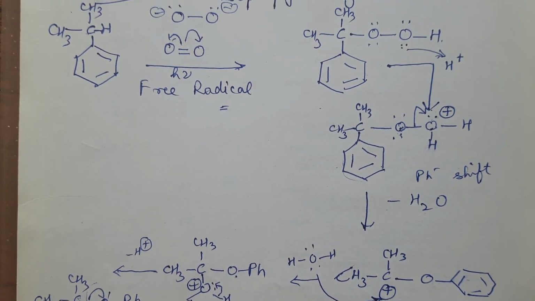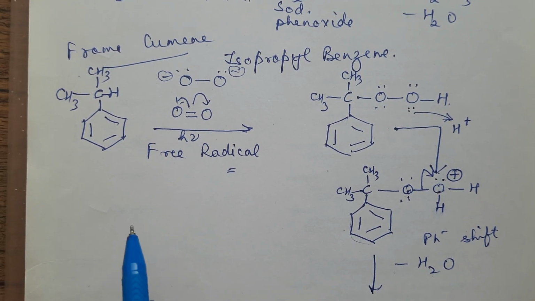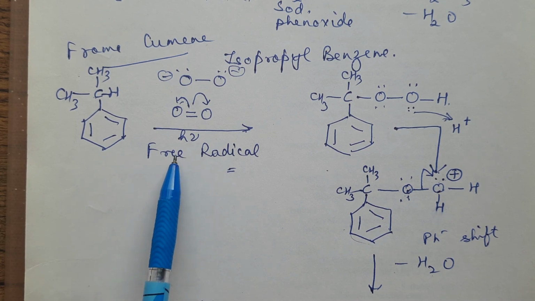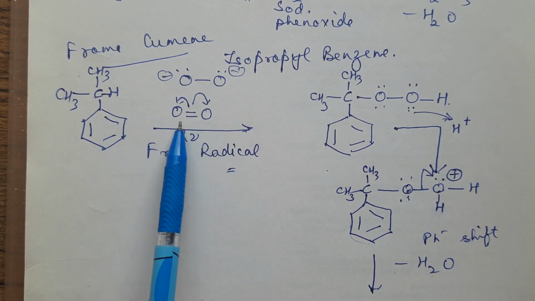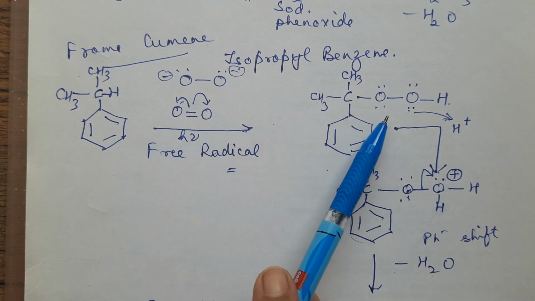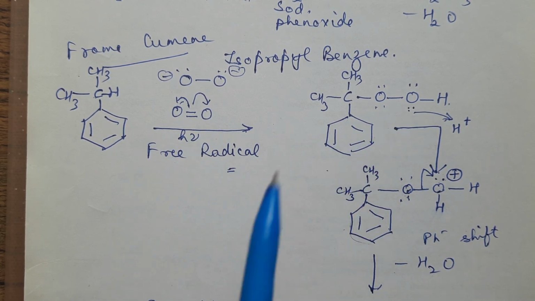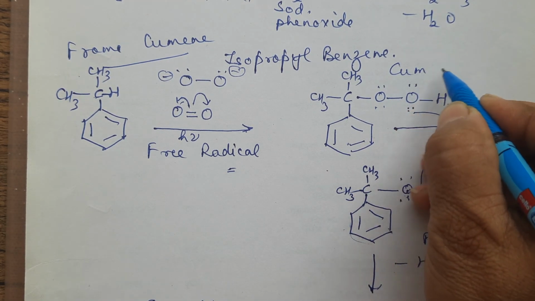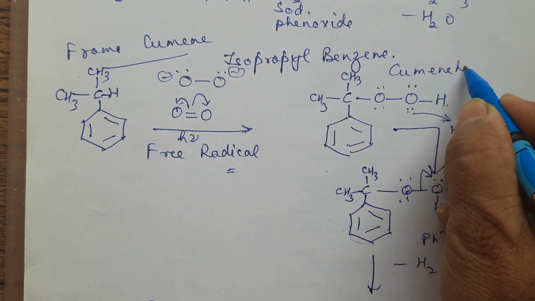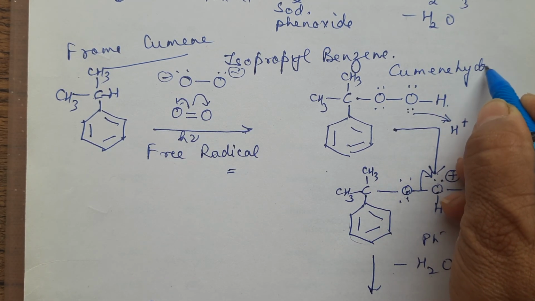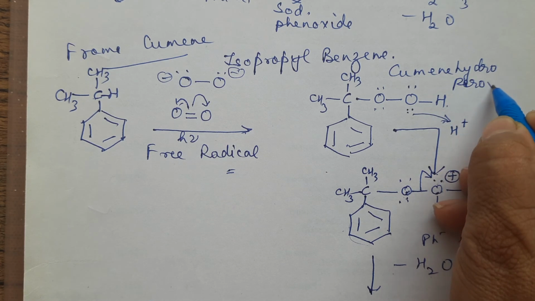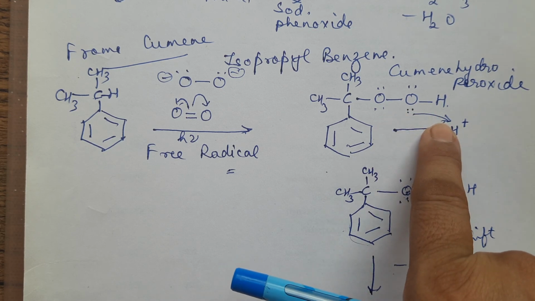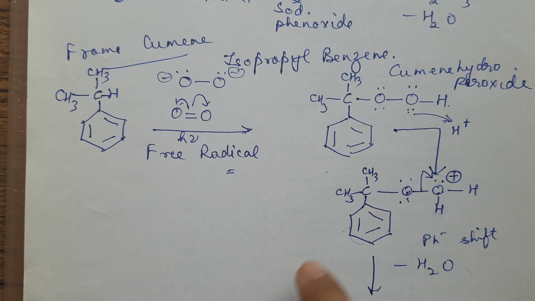You can see the mechanism once again from the beginning, children. Isopropyl benzene, first in the presence of air, by a free radical mechanism, 2 oxygen atoms from the air attach in between. So what you get here is cumene hydroperoxide. It is hydroperoxide because there is a peroxide linkage between the two oxygens. An O-O single bond is said to be a peroxide linkage.